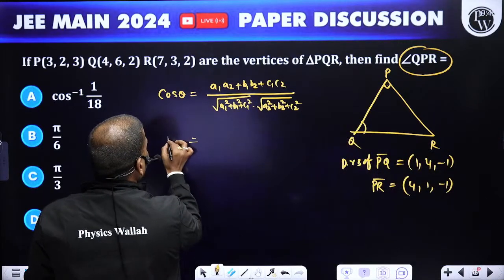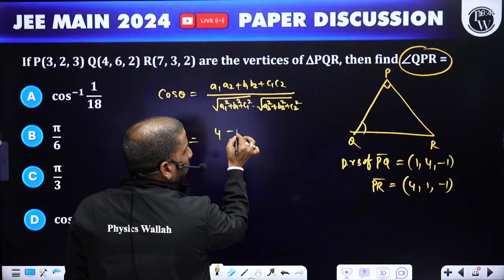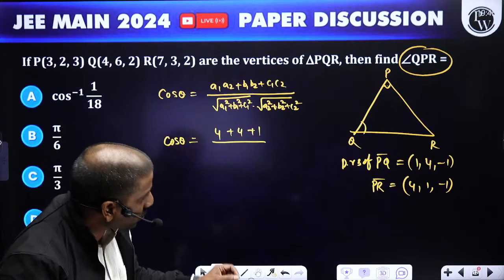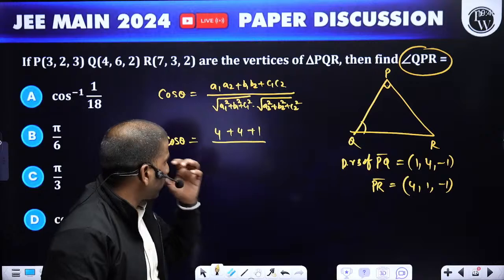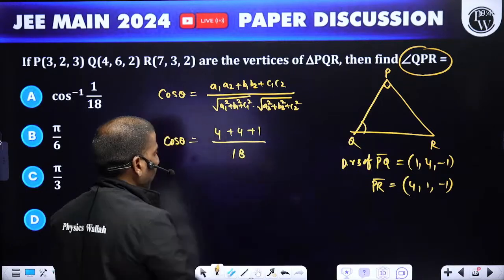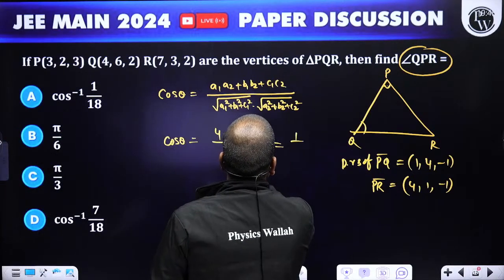Just apply: cos theta is equal to A1 A2 plus B1 B2 plus C1 C2, that is 4 plus 4 plus 1, by under root 16 plus 1 plus 1, that is 18. So root 18 into root 18. What do you get? 1 by 2.